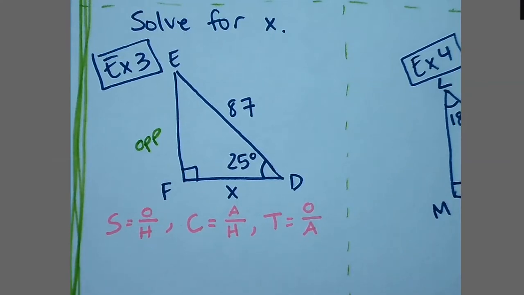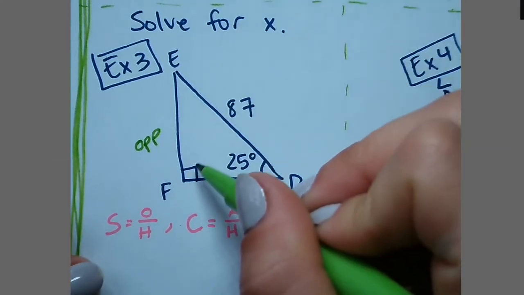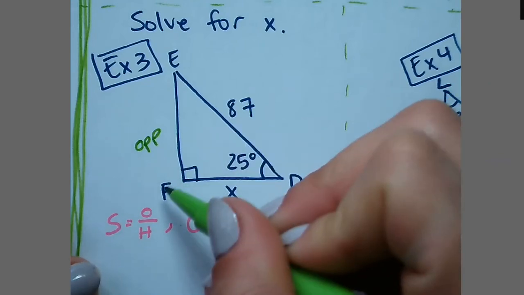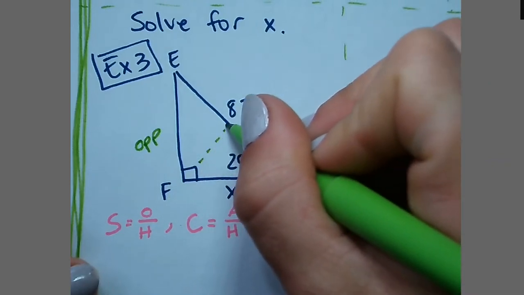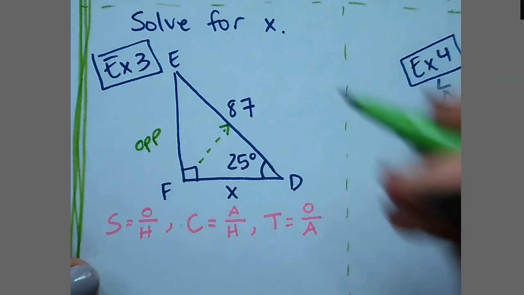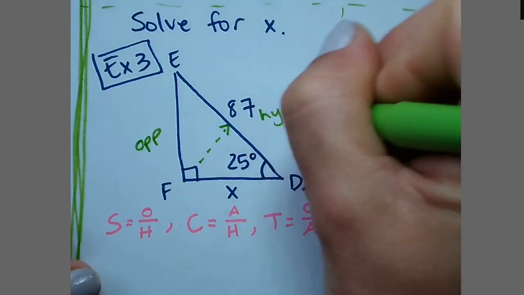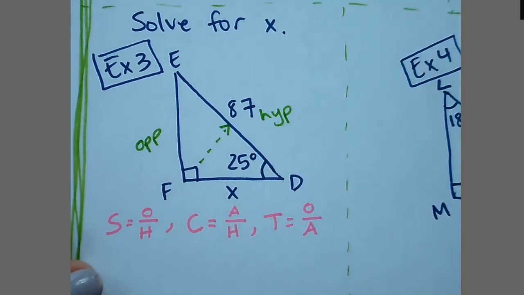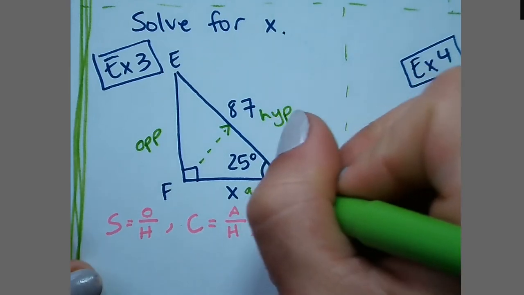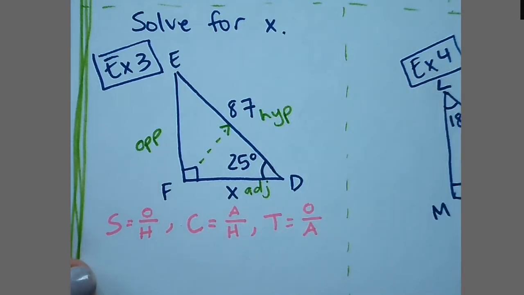And then as we talked about earlier, the one across from the right angle is going to be your hypotenuse. Okay, so this is your longest side. So 87 is going to be your hypotenuse. And then the side that's left over is just going to be your adjacent. So I'm just going to put ADJ.